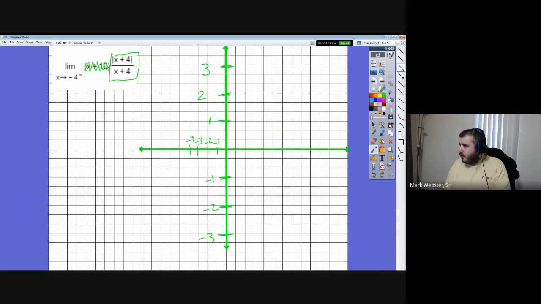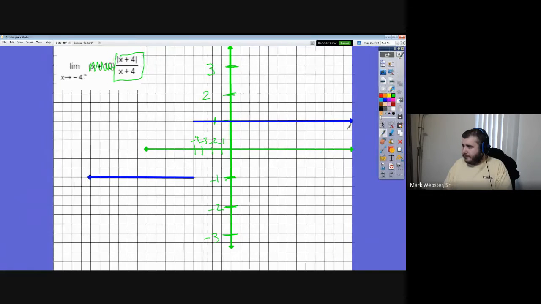Let me make this a different color. Make this blue. At -4 and more negative, it's a negative number. So the thing of it is, at the place where it splits, we've got our discontinuity.